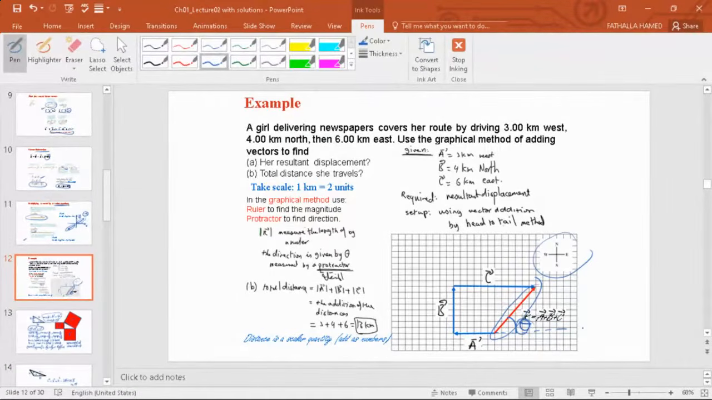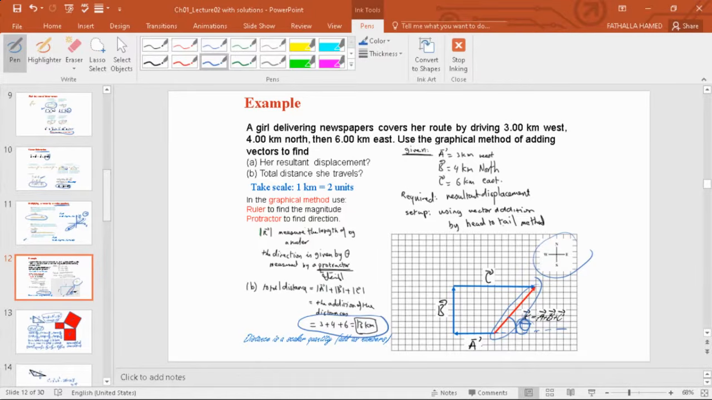Now they ask you here how far is the resultant displacement, and they ask about the total distance. Now, total distance is easy. You're just going to add 3 plus 4 plus 6, and that will give you 13. So she traveled 13 kilometers. But when it asks how far is she from the initial position, then you have to find this resultant vector here. And you have to find the direction.